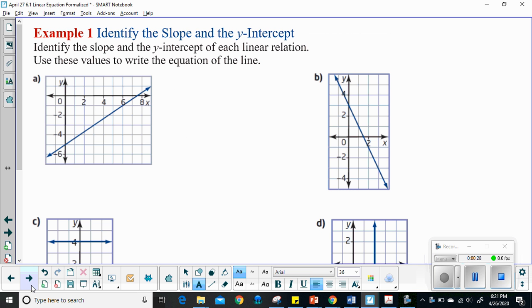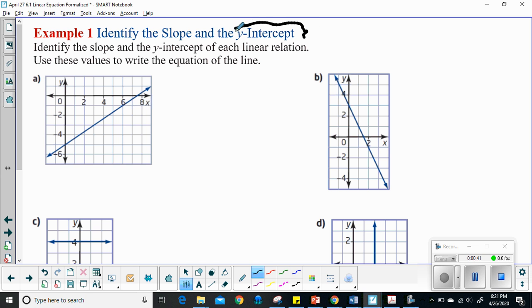So let's see, example 1. We need to identify the slope and the y-intercept from the graph. So the easiest one to pick out is always the y-intercept. So this one is wherever it crosses the y-axis. So in this case, my y-intercept, which is my b value, is -5.